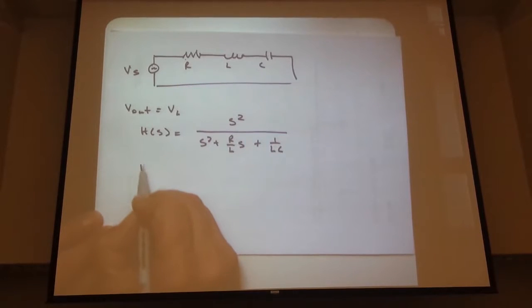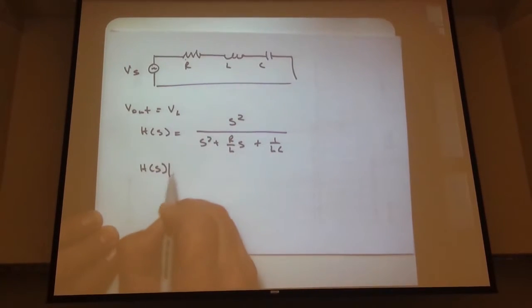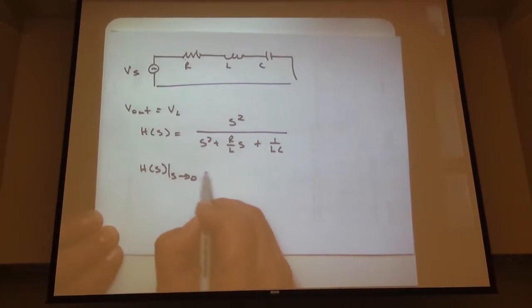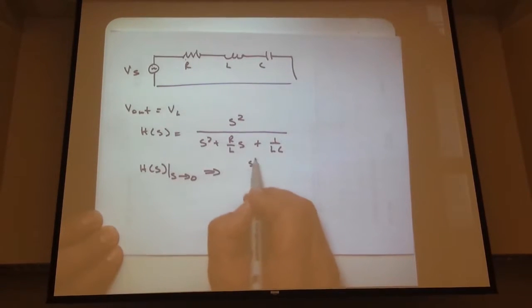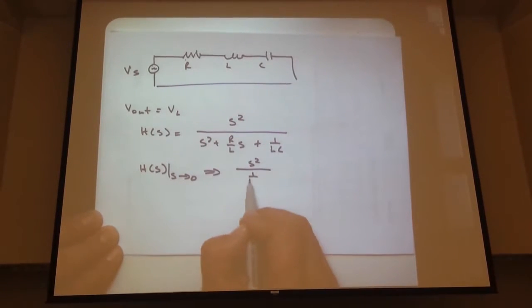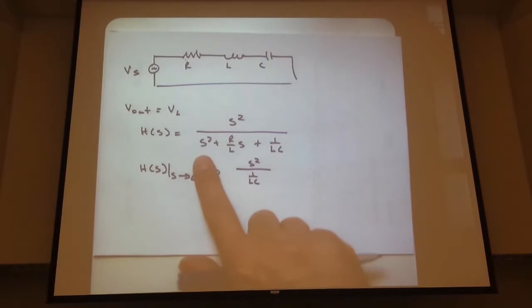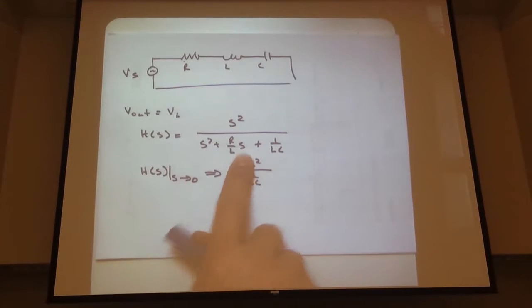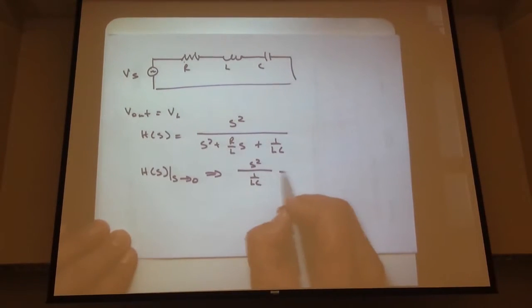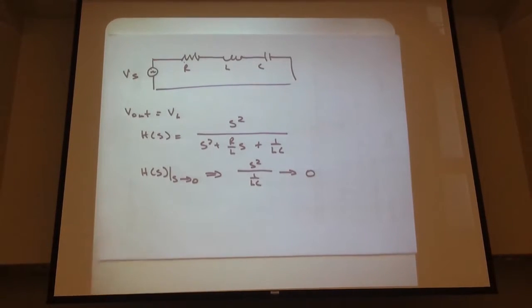Well, we can do the same thing. H of S as S goes to 0. What's the dominant term in the numerator? Still S squared. What's the dominant term in the denominator? 1 over LC, because this is vanishing. This is also vanishing. And so what does this wind up going to? 0.